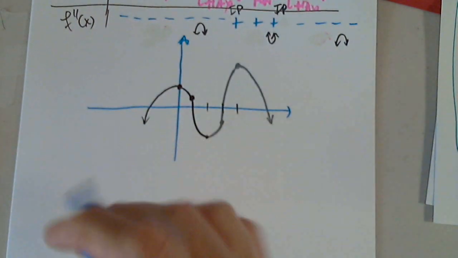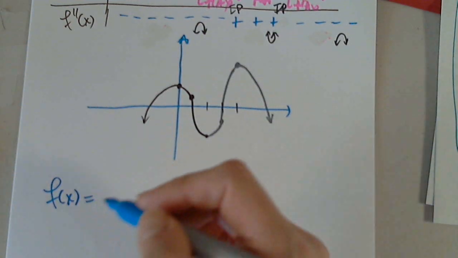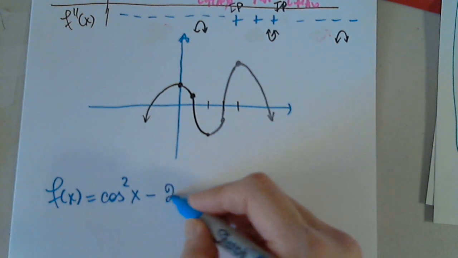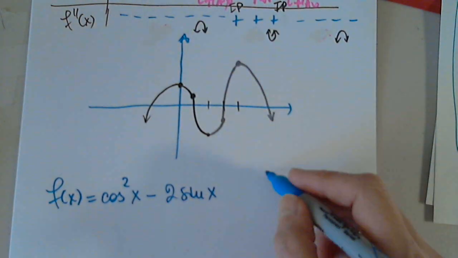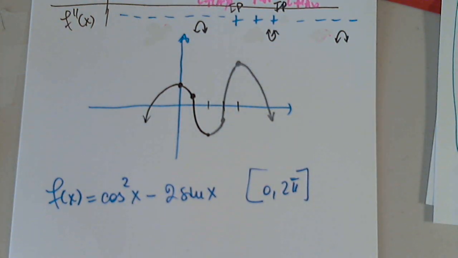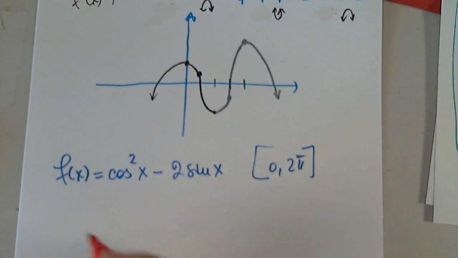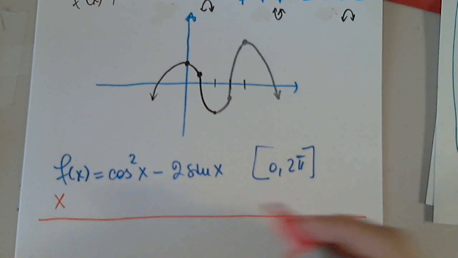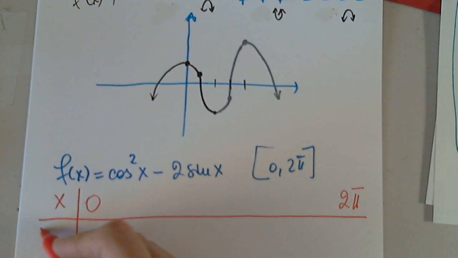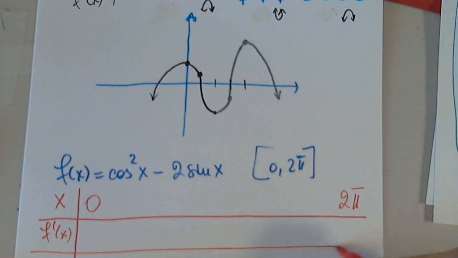Okay, here's a trig function. F of x equals cosine squared x minus 2 sine x. And I'm happy that they restricted between 0 to 2 pi. Thank goodness. Okay, perfect. So I get my table going. Between 0 and 2 pi. So f prime of x, f of x, and the second derivative.